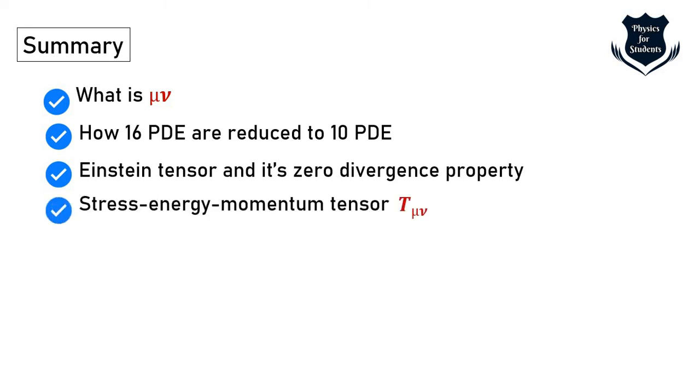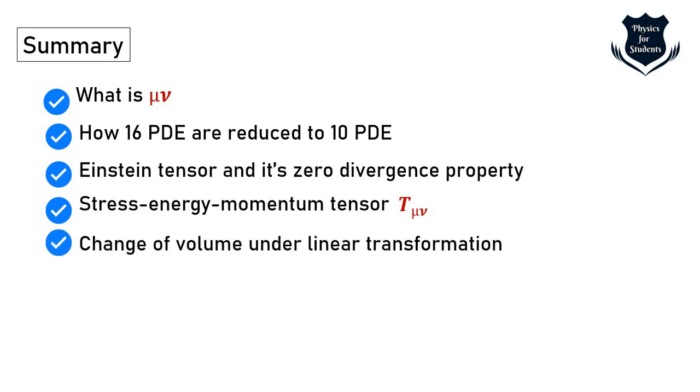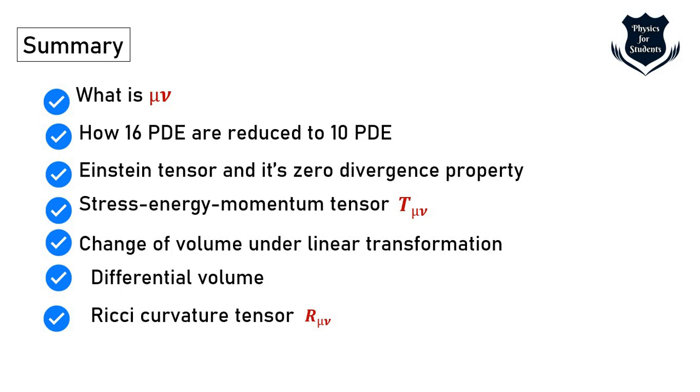We have also learned the stress energy momentum tensor, the T mu nu, and how stress and energy and momentum actually contribute to the curvature of space-time. We have dealt also with the elements of the stress energy momentum tensor. We also went back and looked into what is a change of volume under linear transformation. We also looked into what is called differential volume or volume element or volume form, and how it is related to linear transformation. We also looked into what is Ricci curvature tensor and its relation to Ricci scalar.